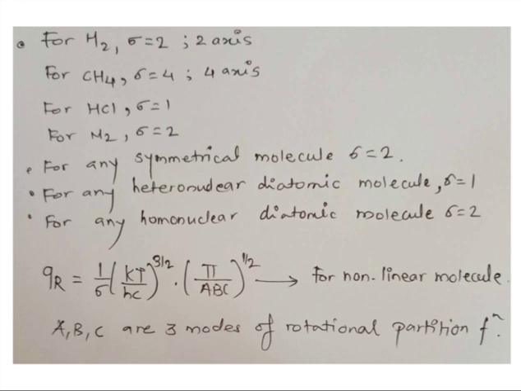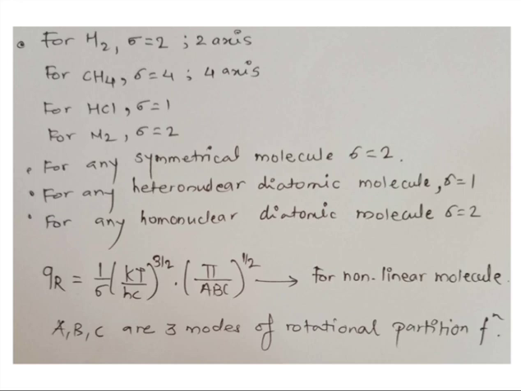And these are the values of the symmetry factors for the molecules. For H2, sigma is equal to 2 because there are two symmetry axes. For methane CH4, sigma is equal to 4. For HCl, sigma is equal to 1. For N2, sigma is equal to 2. So when we take any homonuclear diatomic molecule, sigma is equal to 2. And when we have a heteronuclear diatomic molecule like HCl, sigma is equal to 1.